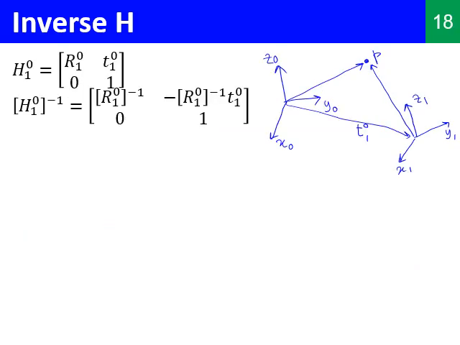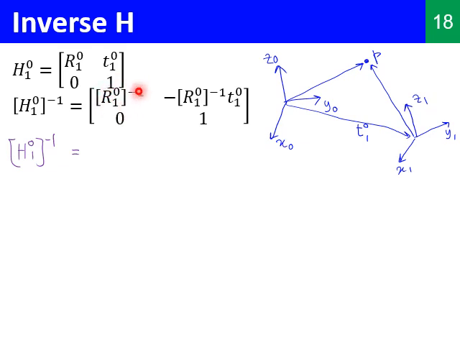Let's have a closer look at the inverse H matrix that we derived. So for H01, we had R01 and T01. The inverse matrix that we just derived for H01 had R01 inverse and minus R01 inverse times T01. Let's try to simplify this further. So I can write H01 inverse equals, so what do I have here?